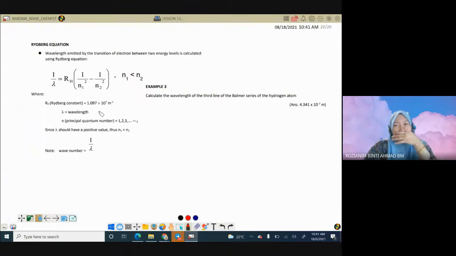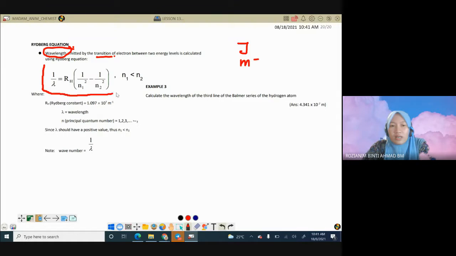Okay, so as your task. Before we end, actually you have understood that the Rydberg constant has 2 units. The first unit is joule, the second unit is per meter. So sometimes the question asks to calculate the wavelength and gives the transition of the electron. So you can use this formula.